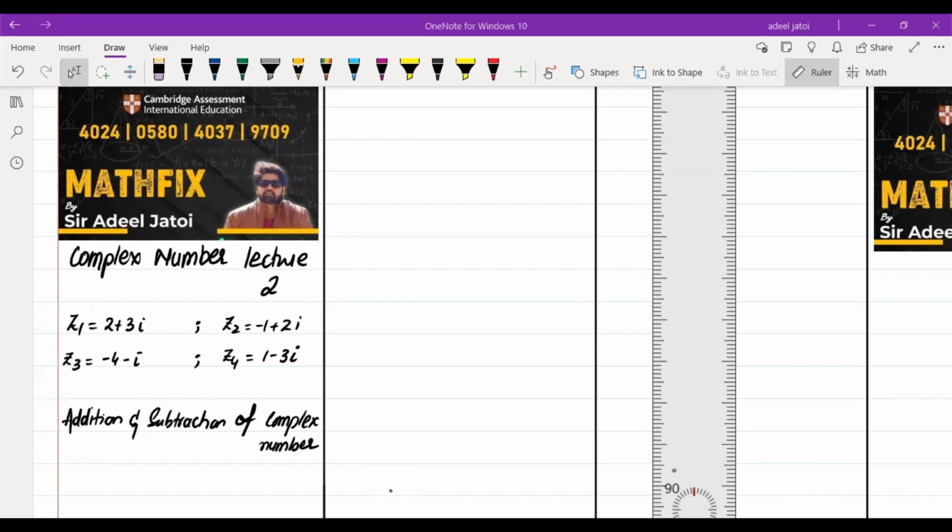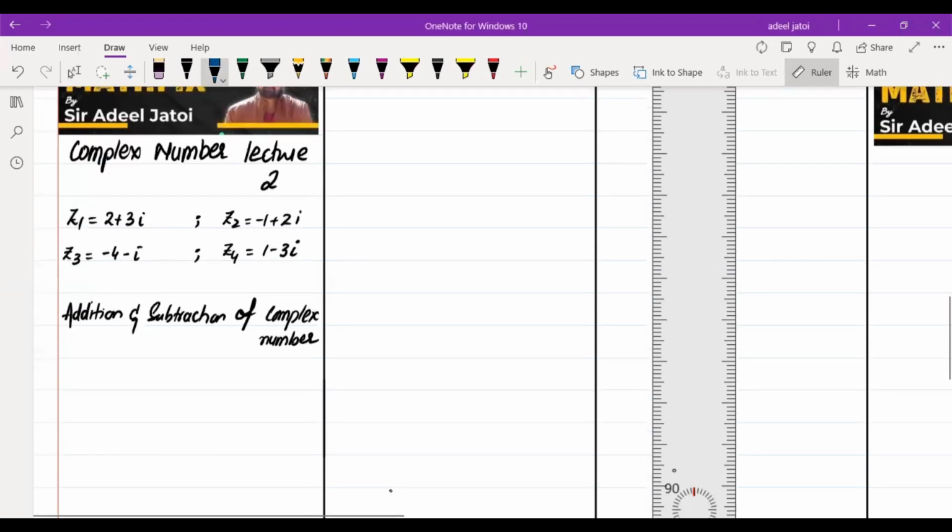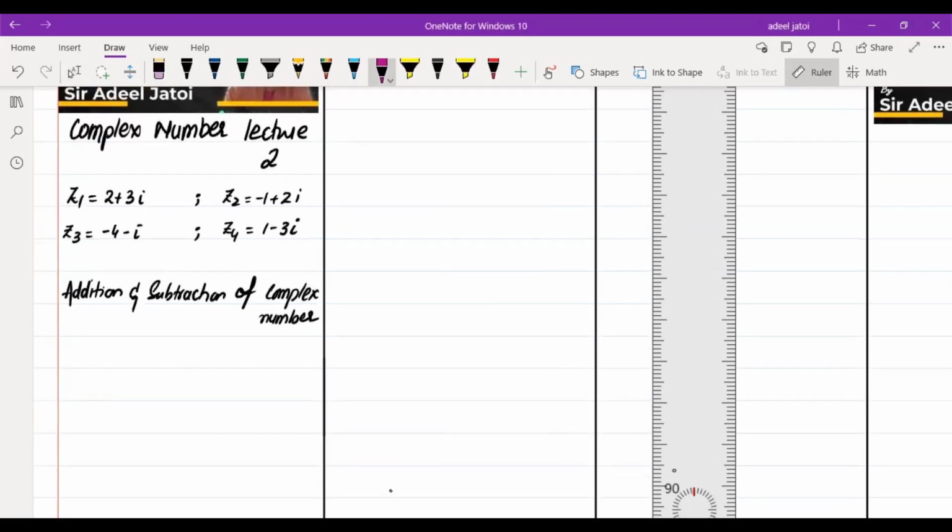Okay, complex number, lecture number 2. Now you have four different roots that are given in the form of Z1, Z2, Z3, Z4. We'll be working on addition and subtraction of the complex numbers. Let's just do a few examples.